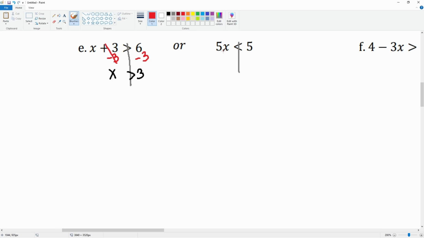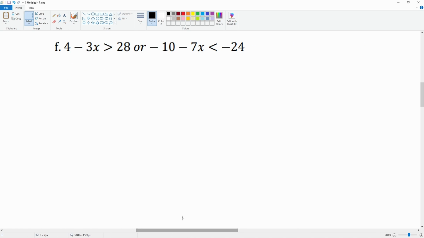This 5x, the 5 is attached via multiplication, so we divide by 5 on both sides. This cancels, leaving you with just an x here. 5 over 5 just becomes the number 1. Because we divided by just a positive number, that inequality remains the same. And it is an or problem, so we just have to write the word or. So your solutions are x is greater than 3 or x is less than 1.